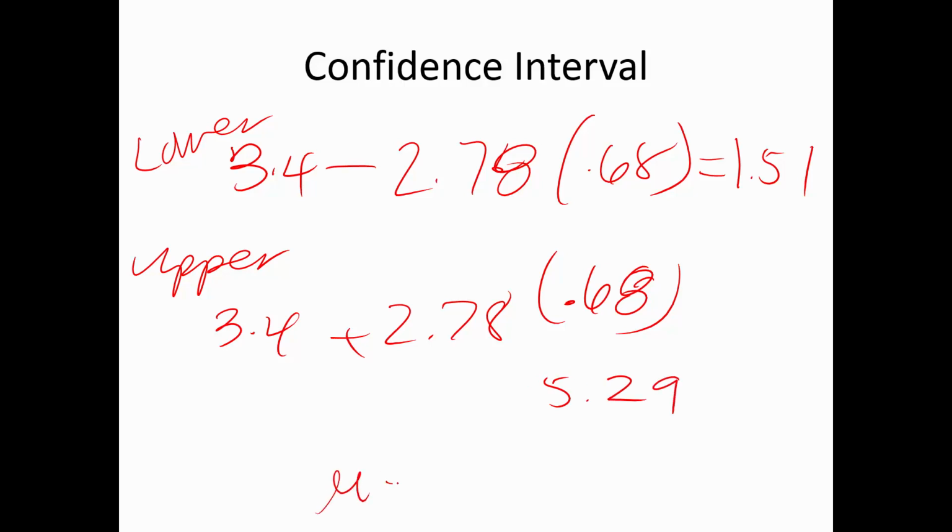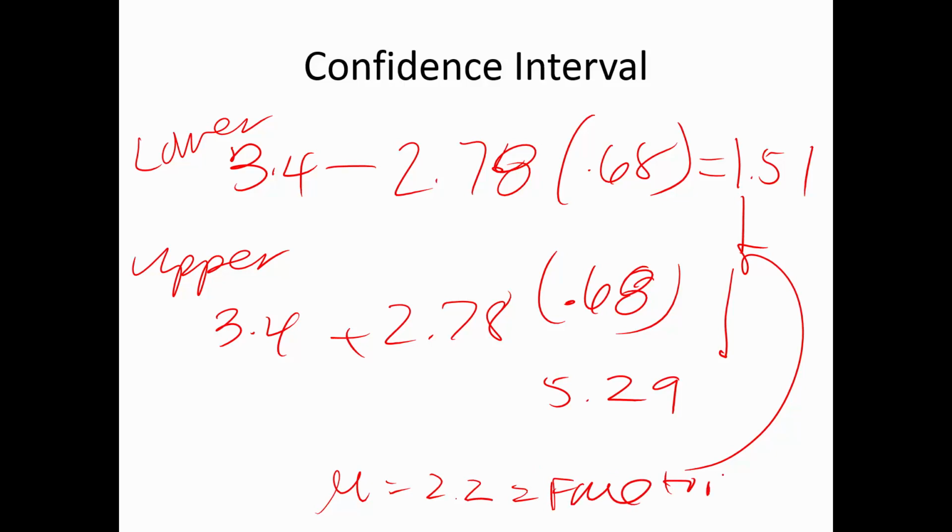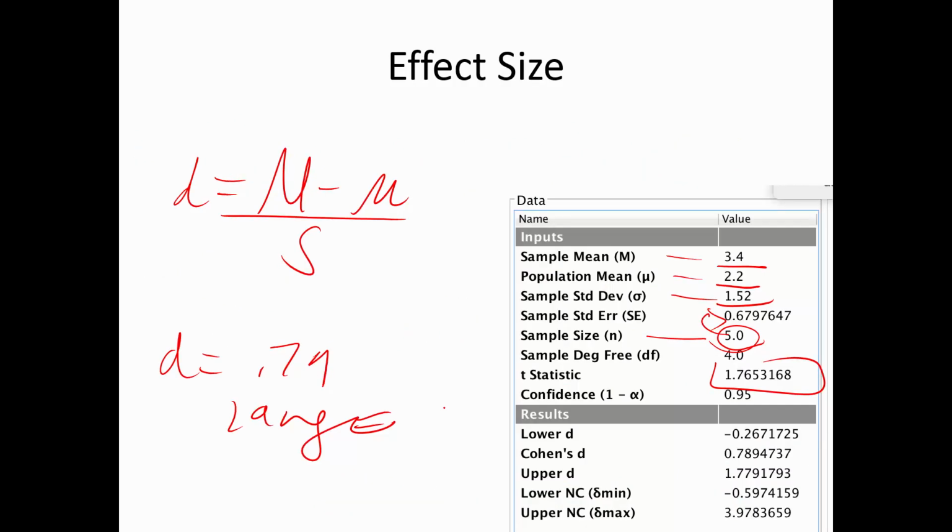So think about this. The population mean is 2.2, and it is within the range of that interval, right? So 1.5 to 5.29 includes 2.2. So that is why we failed to reject. Okay. Especially we would have with a two-tailed test. But since we have a large effect size, I would say you would need more participants to be able to find a difference if there really is one there. And since the effect size is large, I would assume there's probably something there. So that is the 6 steps of hypothesis testing with effect sizes and confidence intervals for single sample t-tests.